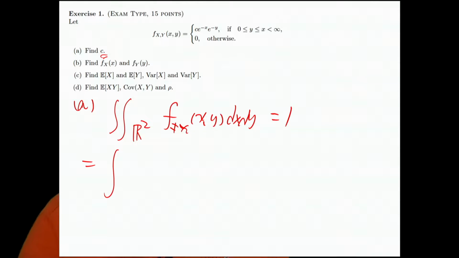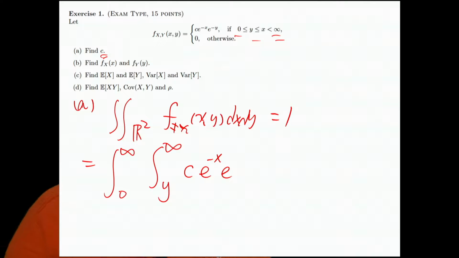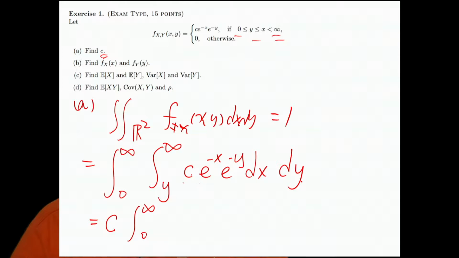So that means for y from 0 to infinity, and for x from y to infinity. You can do that the opposite way, that's fine. Integrate e to the minus y dx first, and then integrate y. So I can take the c outside the integration, and because I'm doing the integration of x first, I take the y outside.